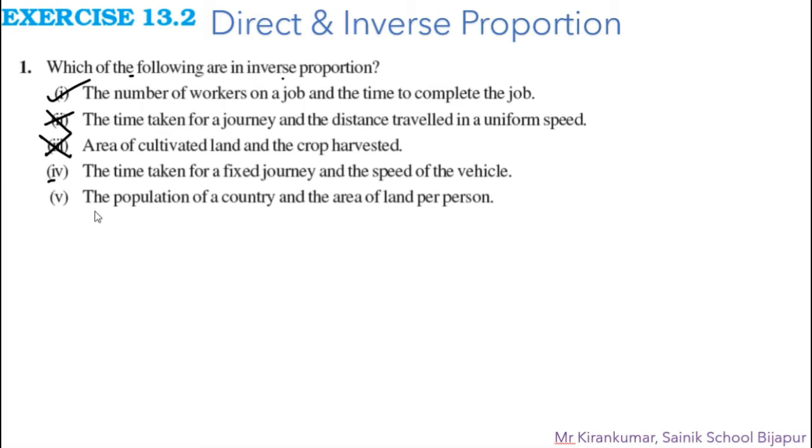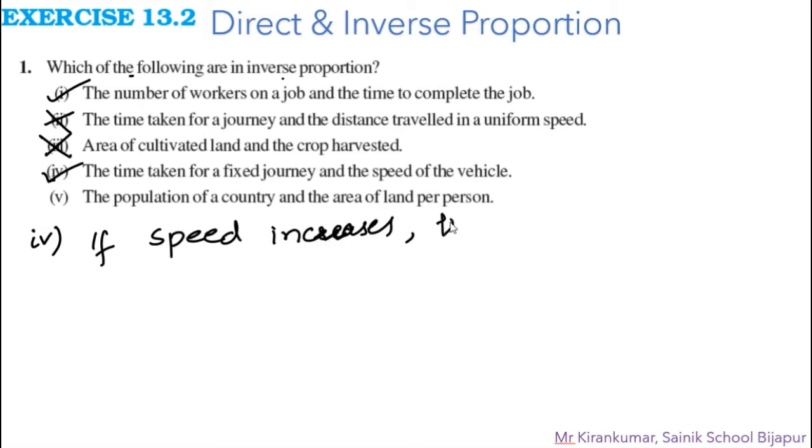Let's look at statement number 4. The time taken for a fixed journey and the speed of vehicle. This will definitely be an inverse proportion. The reason is if speed increases, time taken decreases. So this is in inverse proportion.